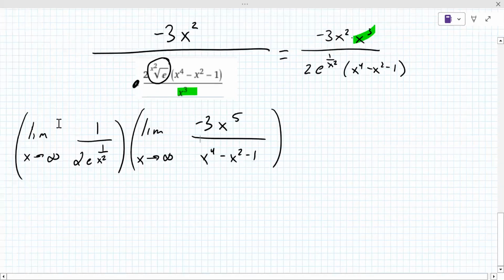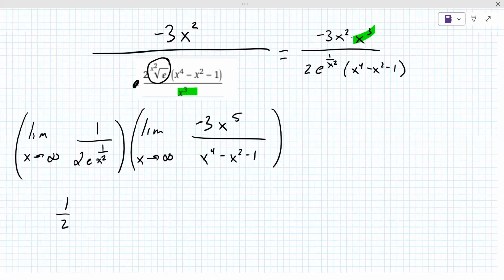Okay, so this one on the left goes to 1/2. All of this on the left becomes 1/2. You just have to take my word for that. The one on the right is indeterminate form. So you again have to use L'Hopital's rule, so you have to take derivatives of the top and the bottom.